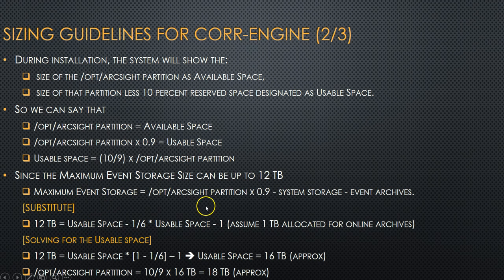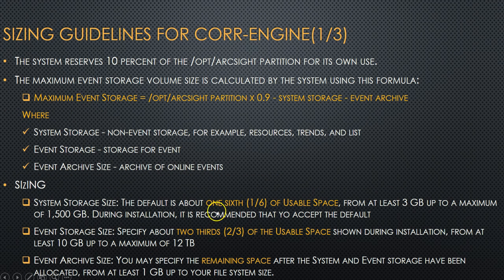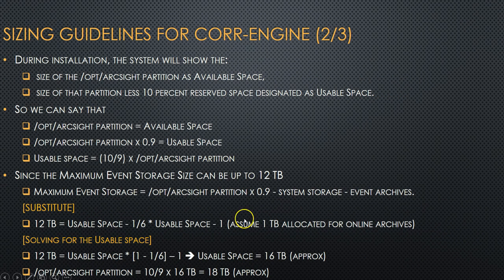So I will substitute by usable space minus the default for the system storage, as we saw in the previous slide. Here the default is 1/6, and it is recommended to accept it as the default. So I will say the default 1/6 multiplied by the usable space, and I will take 1 tera for my online archives on the box or the appliance. As I assumed, 1 tera is allocated for the online archives.